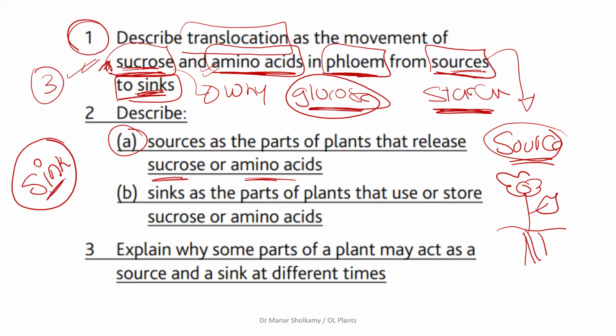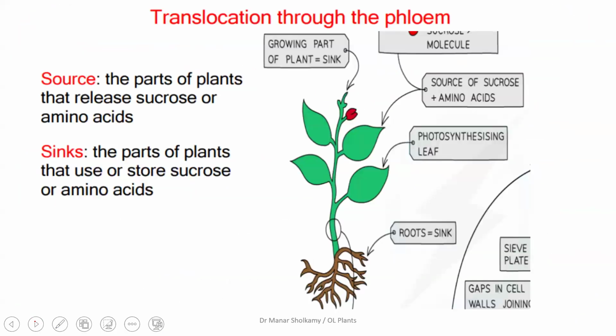The sink is the opposite of the source. The sink is that part of the plant that will use or store this sucrose or amino acids. Now, why do we give the parts of the plant different names? Because some parts of the plant may act as source and sink at different times of the year. Now, this is the part that we want to understand. Let me use a picture.